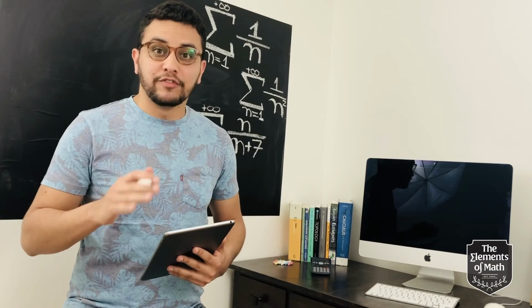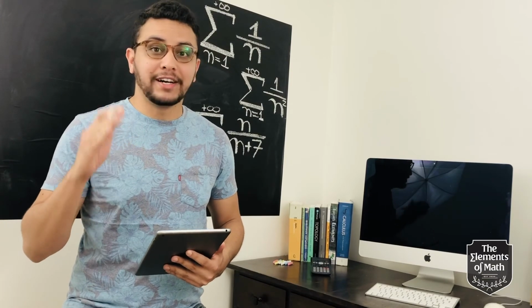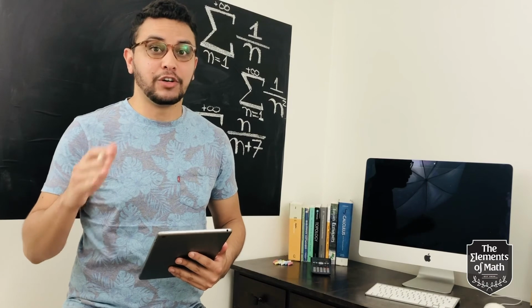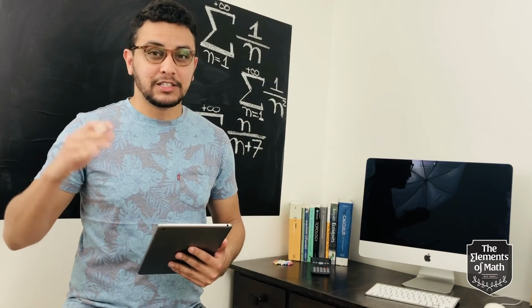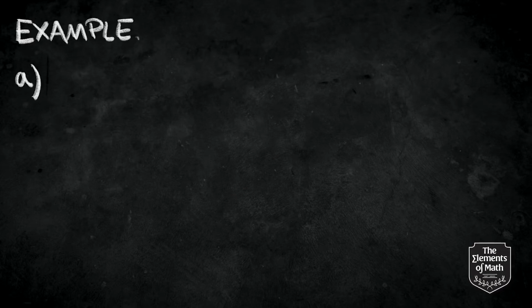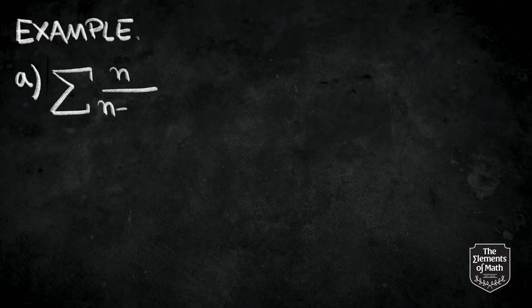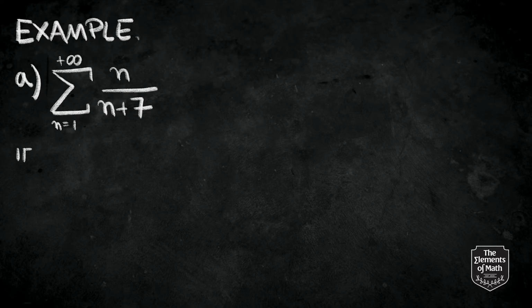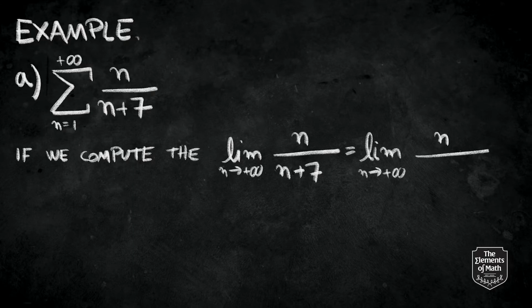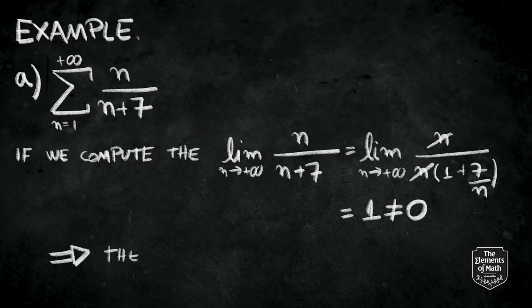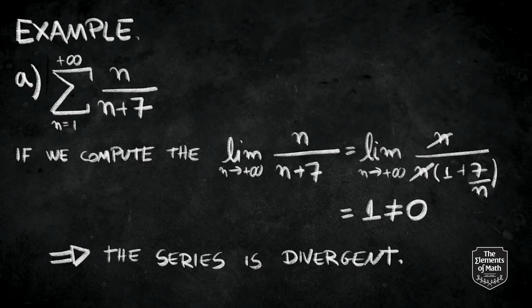What do I do with it? This test should be one of the first tests that you apply when they're asking you if a series converges or diverges. Let's see some examples. If you have the series from n equals 1 to positive infinity of n over n plus 7, if we compute the limit, it's clear the limit is actually 1, and 1 is different than 0. It means, by the theorem, the series is divergent.